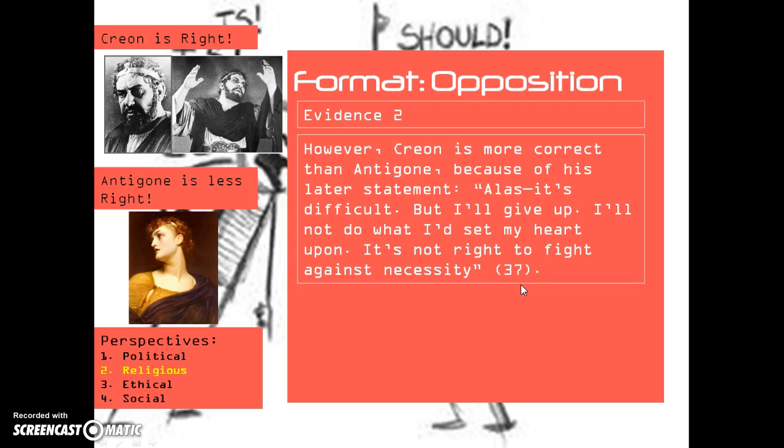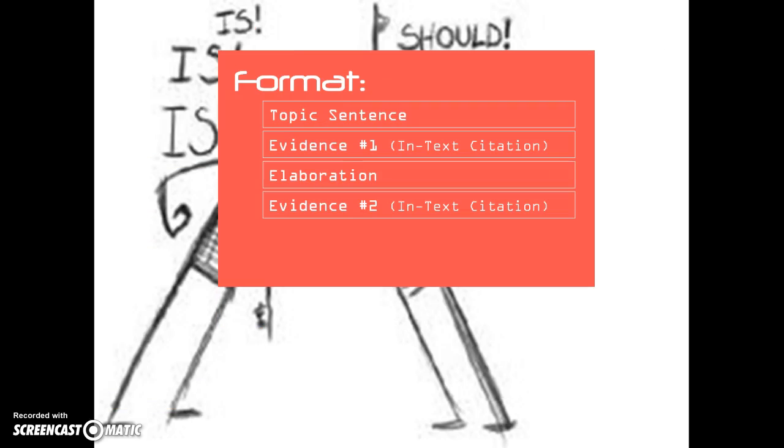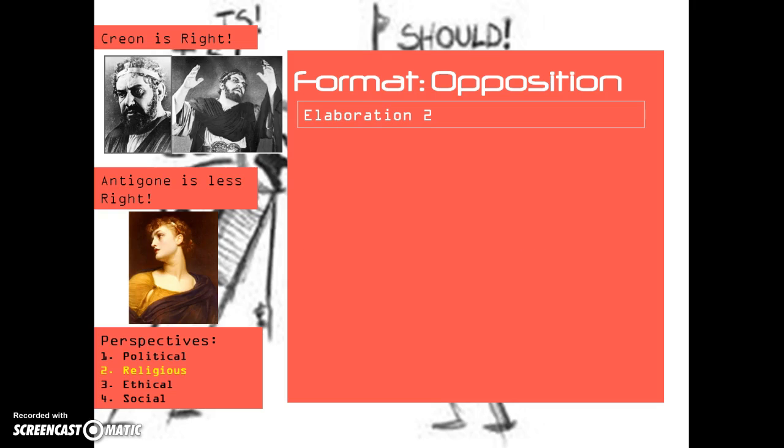I do not need to put Sophocles in my in-text citation again because he's the only writer that I'm writing about. Therefore, you only need to put the author's last name in your first in-text citation. Then after that, you can just include page numbers. Now that I have my second piece of evidence, I'm going to move to my elaboration.